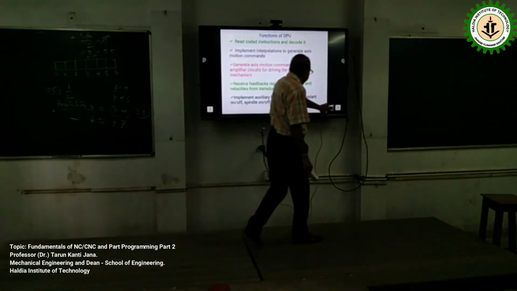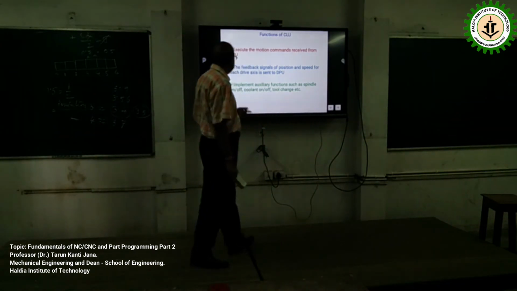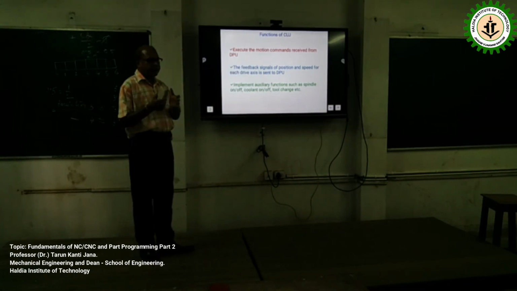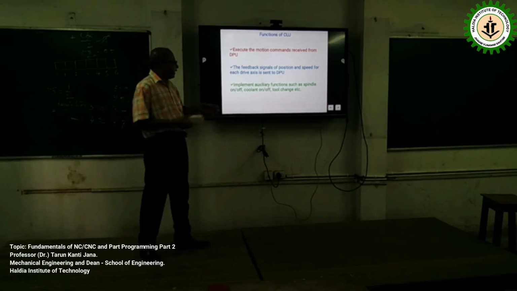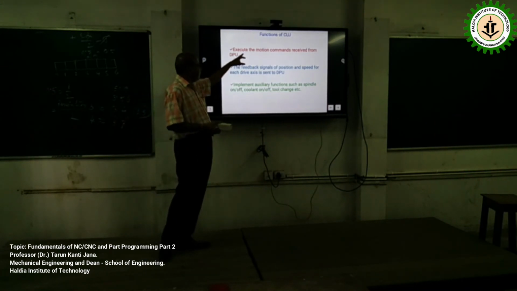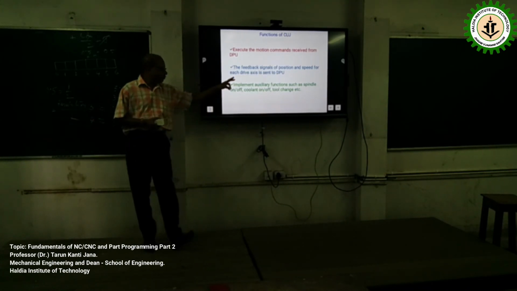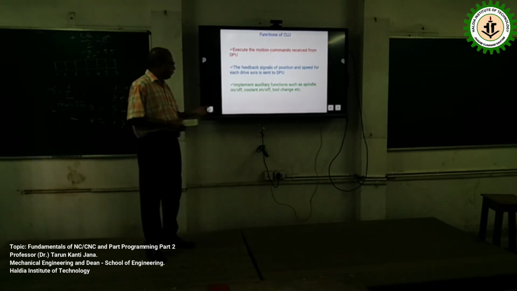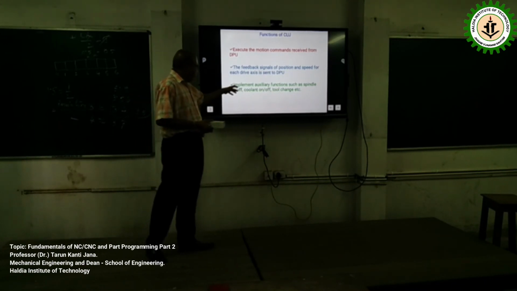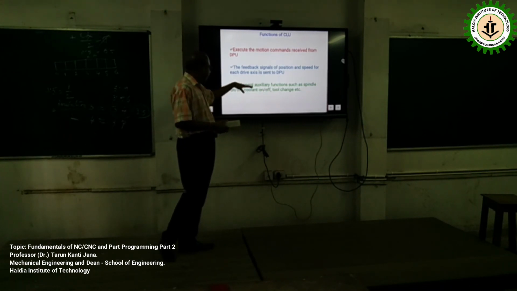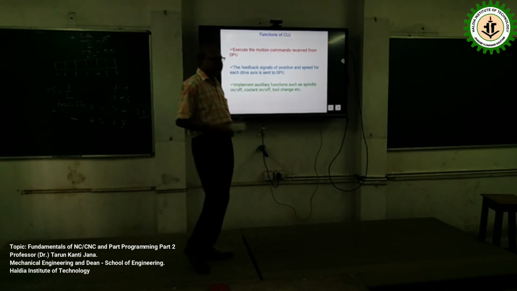And this is the CLU. Whatever commands come from the data processing unit will be executed by the control loop unit, so it executes the motion commands. Feedback signal of position and speed for each direction is sent to the DPU for calculation and the onward step, and it implements auxiliary functions such as spindle on off, coolant on off, tool change. These activities come under the miscellaneous ones.